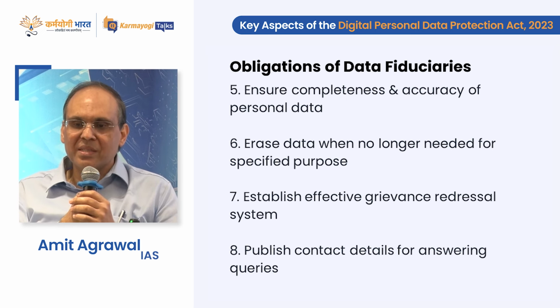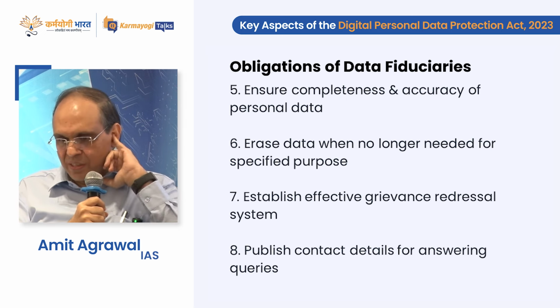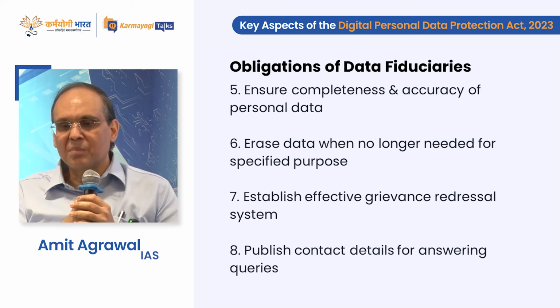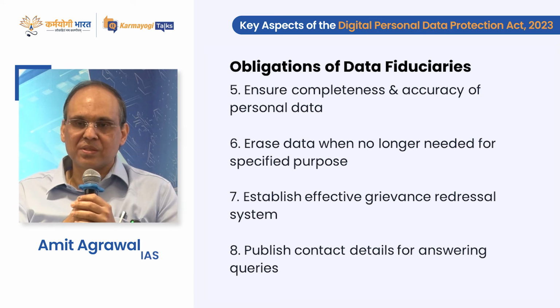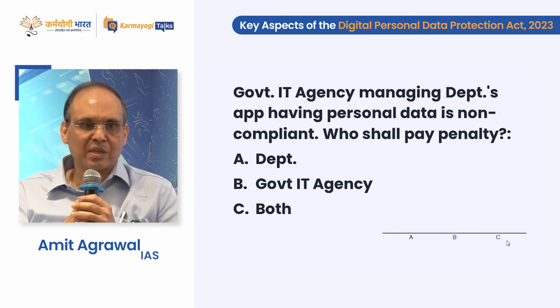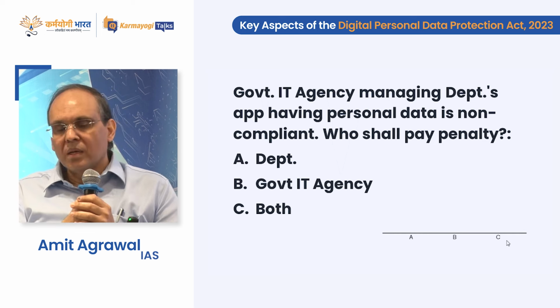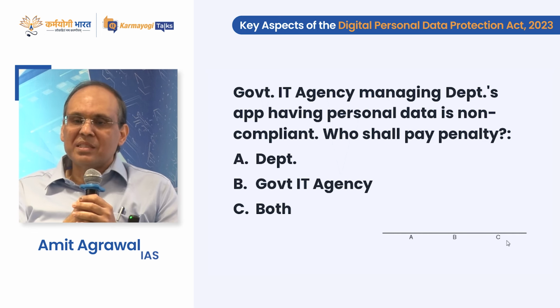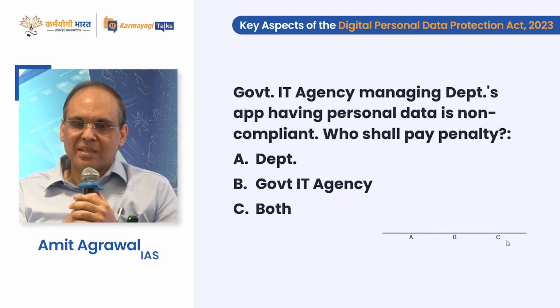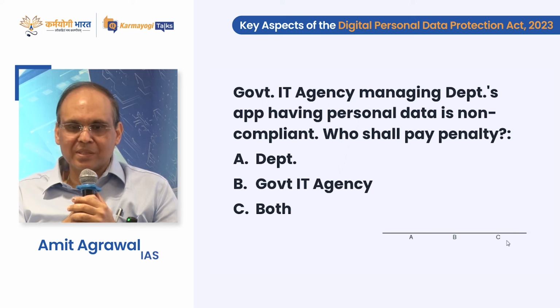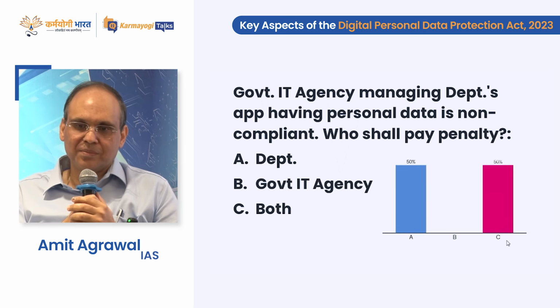Ensure completeness and accuracy of personal data. Erase data when no longer needed for the specified purpose. Establish an effective grievance redressal system and publish contact details for answering queries, not just on grievances, but even on consent, etc. So there's a government IT agency which manages a department's app, and the app has personal data which is non-compliant. Who shall pay the penalty?